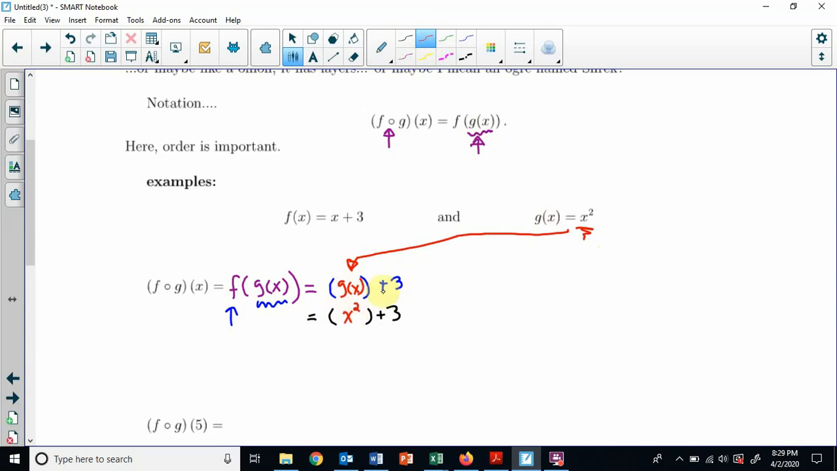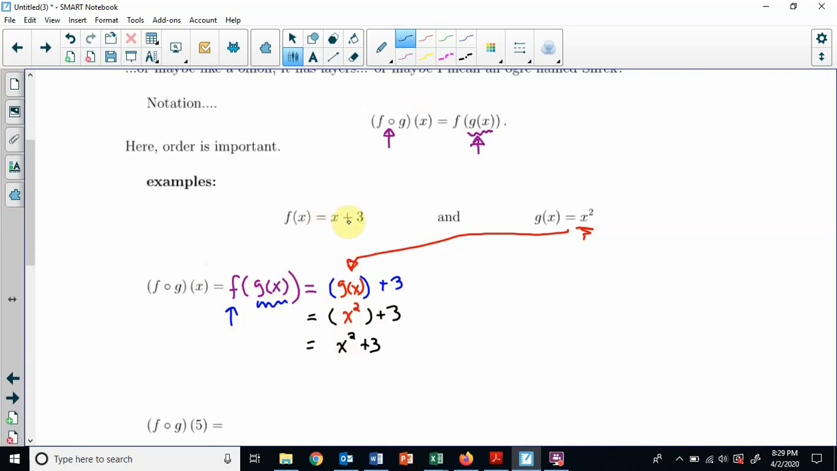Now, once you finish plugging in, you do need to check for things that simplify. Do I have any like terms? The answer is no. Do I have anything I can distribute? No. So this one's pretty simple, just x squared plus 3. So we just did our first composition of functions. We stuck a function inside of another function, okay?